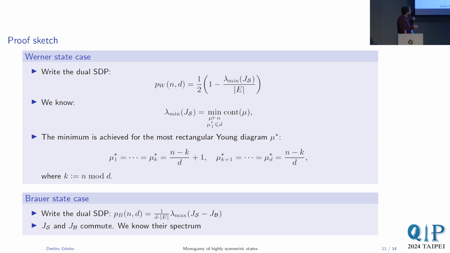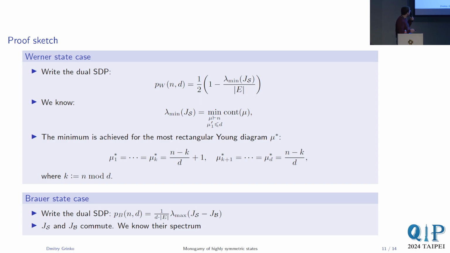So we would like to make each column essentially equal to d. But there might be some leftover, which is given by this k number, which is n modulo d. And then the optimal Young diagram is characterized by these formulas. And then you can just plug these formulas into here, and you obtain the formula for the optimal value in the Werner state case, which I showed you in our main theorem.